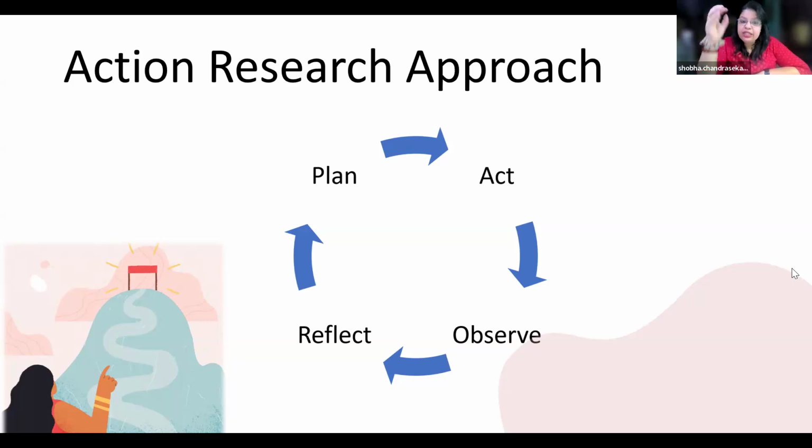Next is the action. This stage involves implementing the planned intervention. So the action is taken to resolve the identified issue. The effects of the action are monitored and recorded. So here, going with the same example of employee turnover, the organization might implement a mentorship program and maybe also do leadership training.